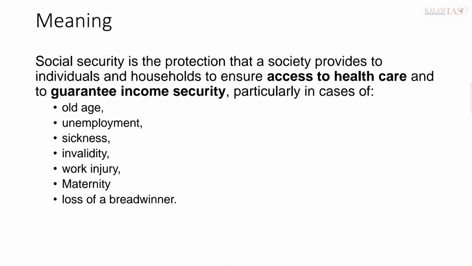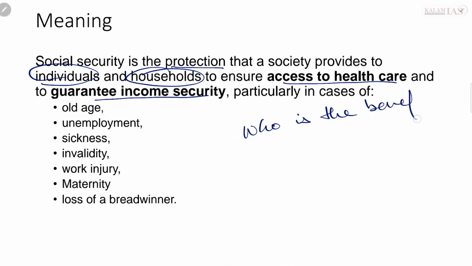So, firstly, what is social security? Social security is the protection that a society provides to individuals as well as households to ensure access to healthcare and to guarantee income security, particularly in the few discussed cases above. Okay, so there are two things to note here. Firstly, is the beneficiary. Who is the beneficiary of social security?